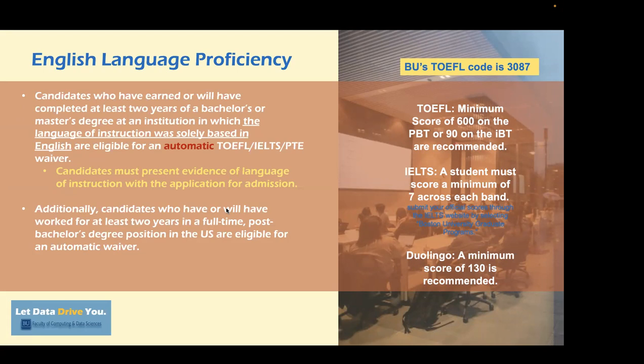Given the sake of time, if you want to read more about English proficiency, go on our website or email our inbox. We can help you check whether you qualify for this waiver or not. But if you do submit a score, the requirements are TOEFL 90, IELTS 7, Duolingo 130.